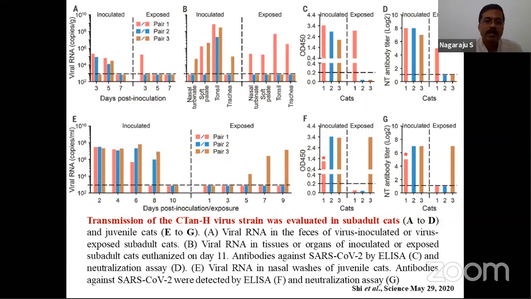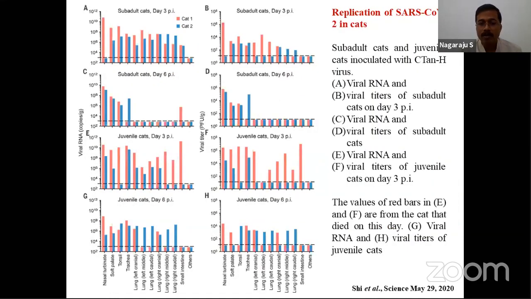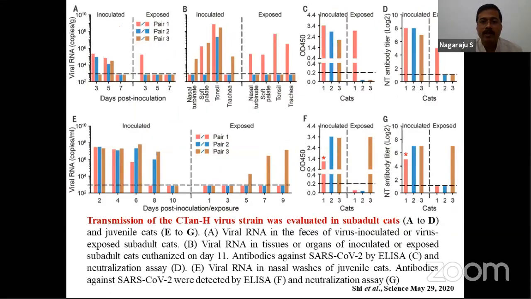So when they studied these cats, inoculated and exposed, the exposure was not clearly transmitting COVID-19 from one animal to another. So they thought that, compared to cats, the ferrets will be very good at transmitting COVID-19 from one animal to another.